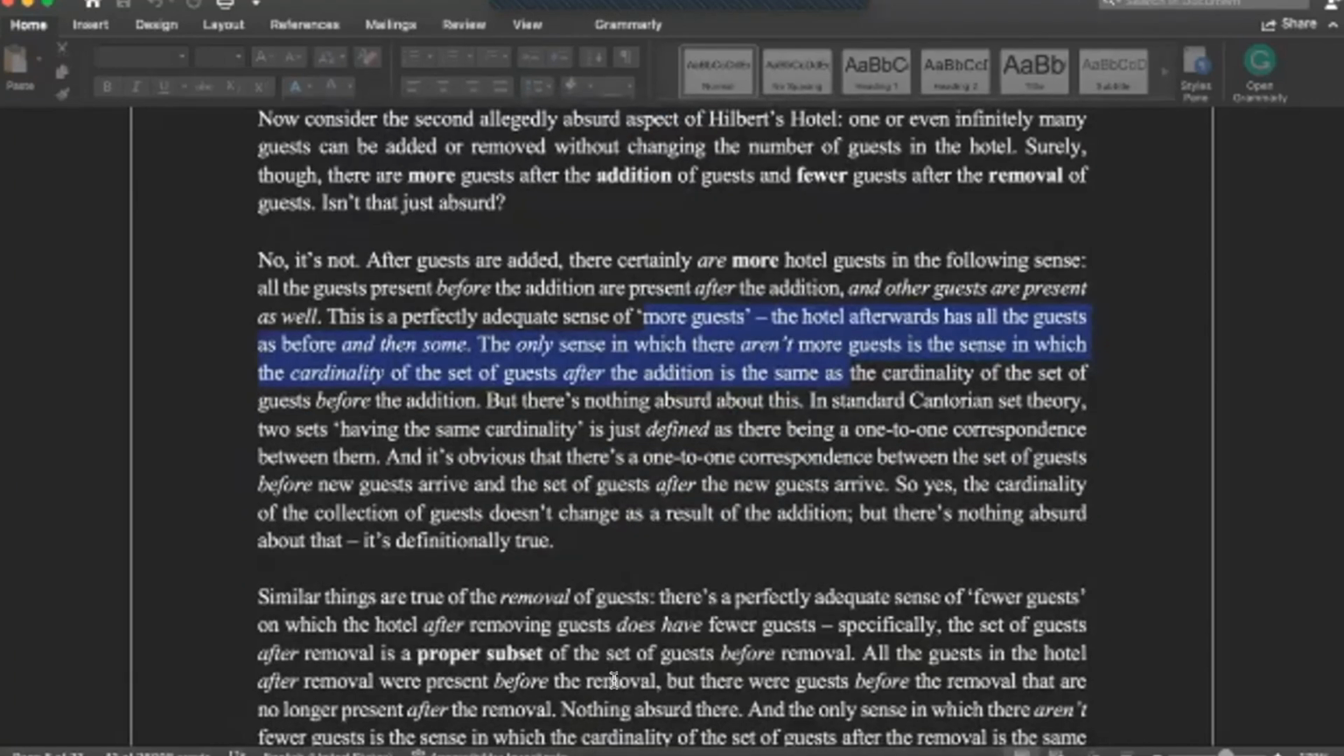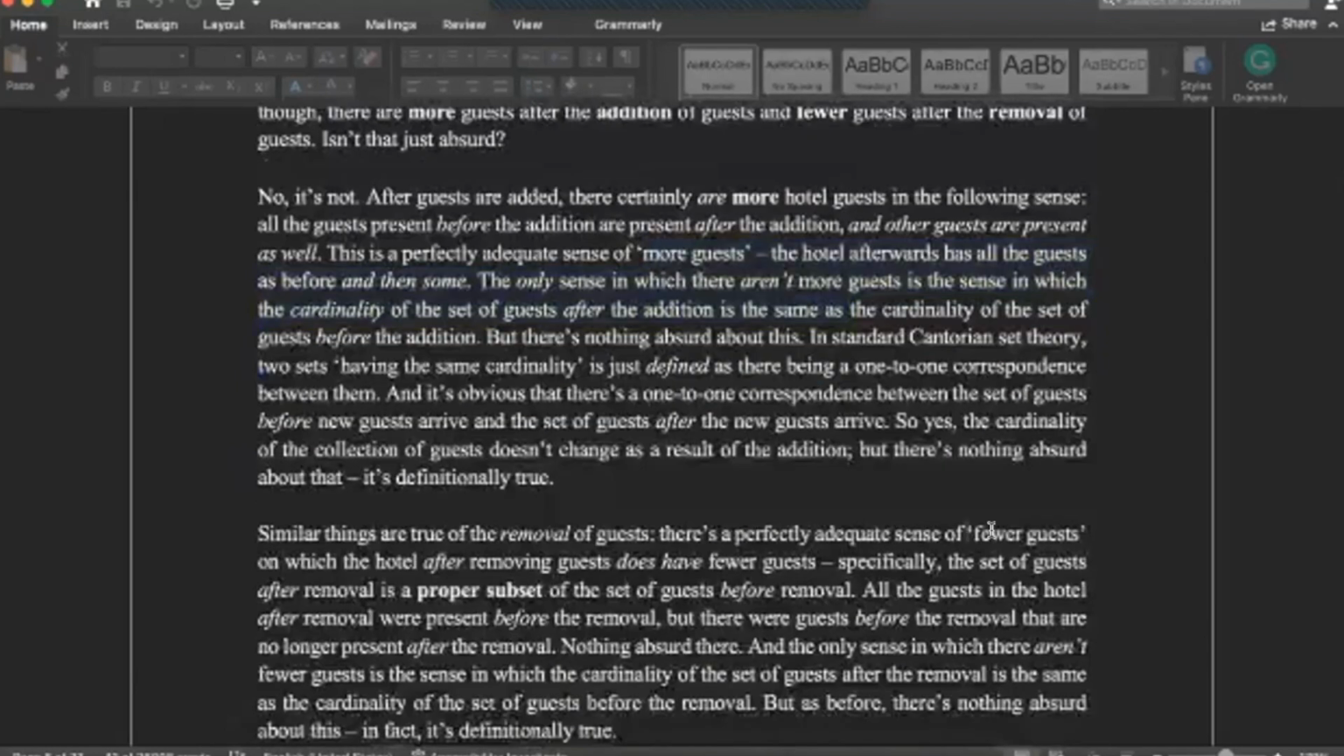Similar things are true of the removal of guests, right? There's a perfectly adequate sense of fewer guests on which the hotel, after removing guests, does have fewer guests. Specifically, the set of guests after removal is a proper subset of the set of guests before removal. All the guests in the hotel after removal were present before the removal, but there were guests before the removal that are no longer present after the removal, right? There's nothing absurd there. And the only sense in which there aren't fewer guests is the sense in which the cardinality of the set of guests after removal is the same as the cardinality of the set of guests before the removal. But as before, there's nothing absurd about this. In fact, it's definitionally true.